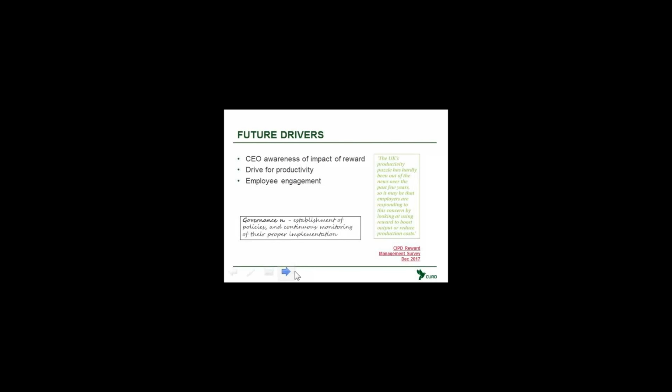And I think there are some key drivers around why we need to broaden this focus. Firstly, our CEOs, I think it's fair to say, now understand, as a result of what's happened in the last 8 to 9 years, the impact reward can have on an organisation's effectiveness and reputational risk, and the need to manage this strategically and align with shareholder interest.